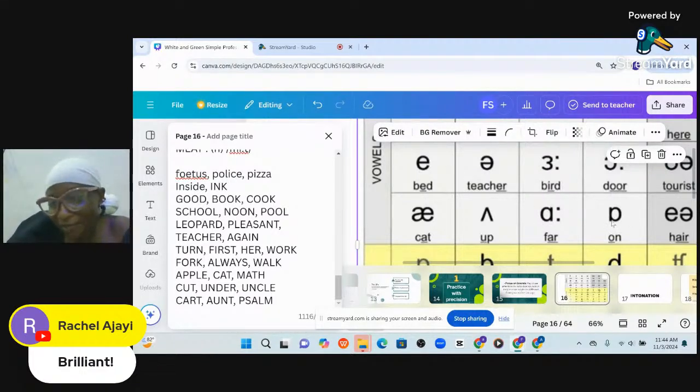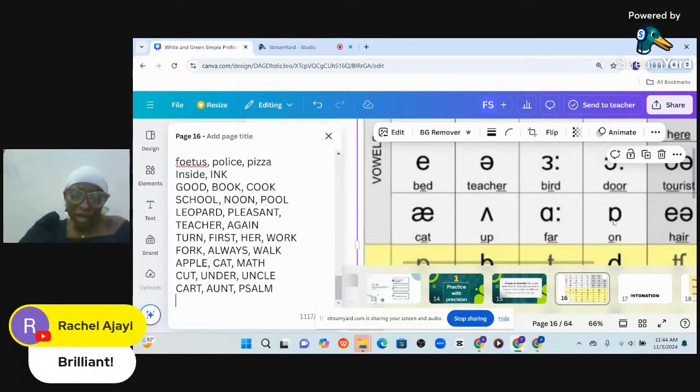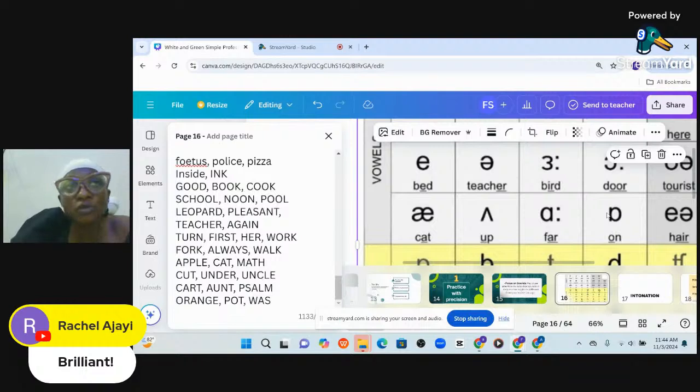Now the last vowel sound here is oh. We can have it in orange. We can have it in pot. We can have it in was. In the word was, the S sounds like a Z. Now note that the R sound does not exist in American English. Americans will pronounce words with O using the long R sound. So an American will say orange, not orange. An American will say pot, not pot.